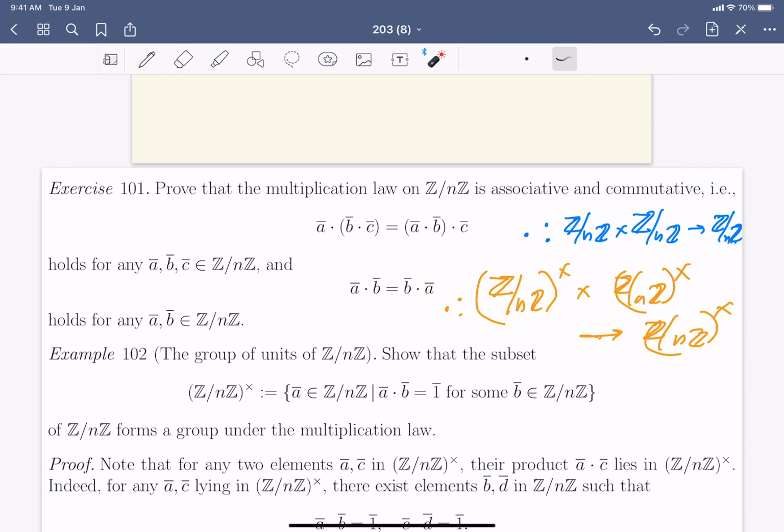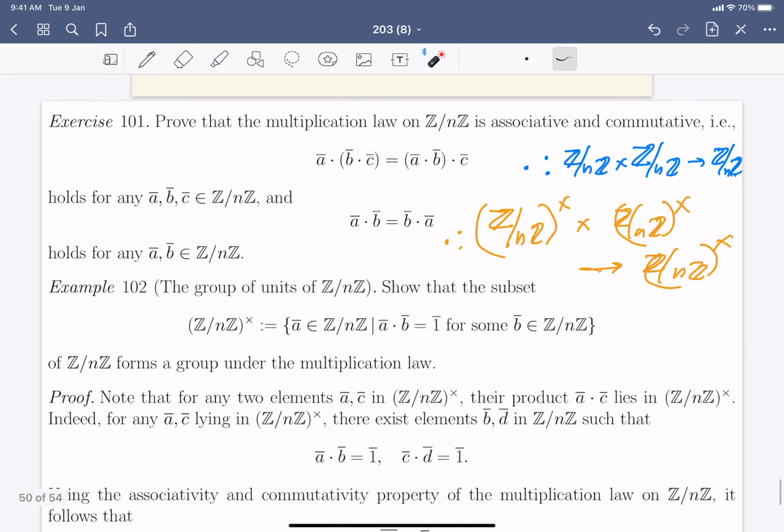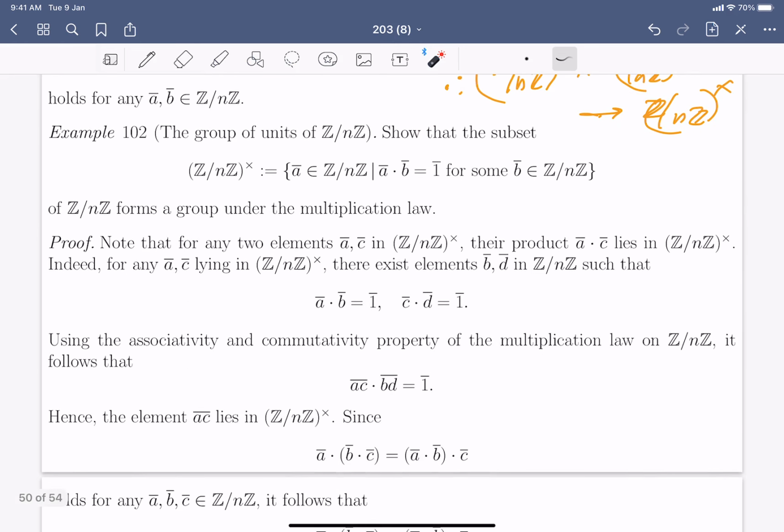In other words, you're trying to show that the restriction of the multiplication law is actually well defined. You pick one element from Z mod nZ cross and pick another and multiply them, and the product should land within Z mod nZ cross. Anyway, let's move on.